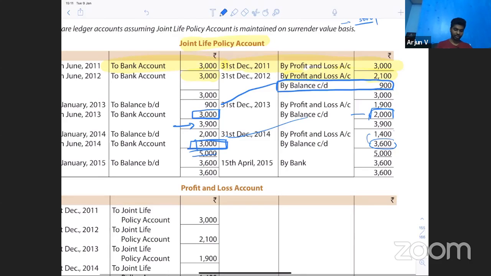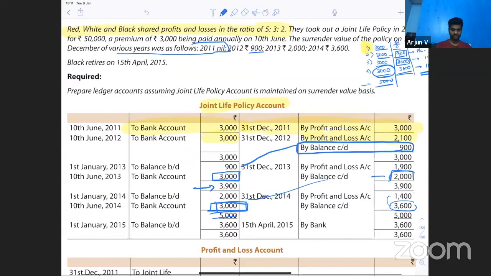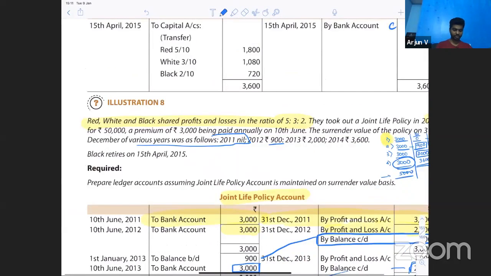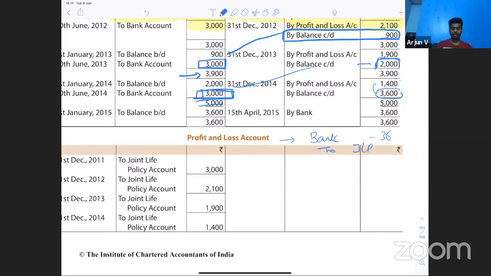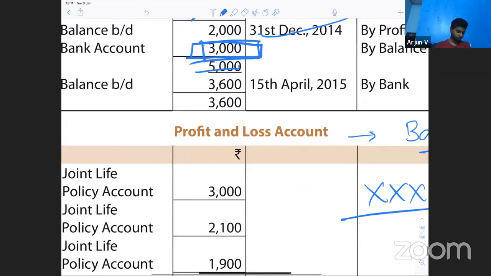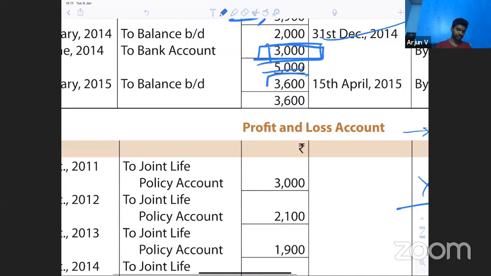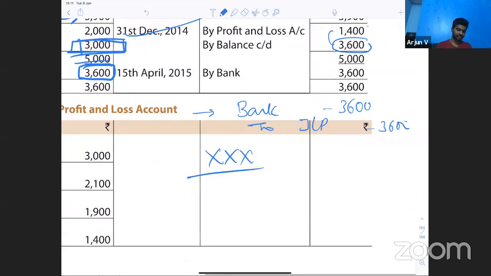Last year, when the partner retires, the journal entry becomes bank to JLP. When it is treated as an asset, my fourth year closing balance was 3,600. The partner retired, and I got 3,600. So there is no profit or loss to be divided among the partners. Did you all understand?